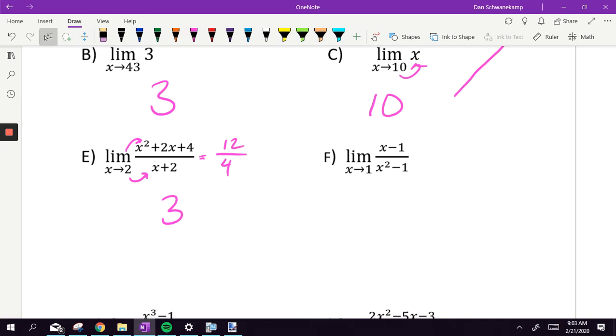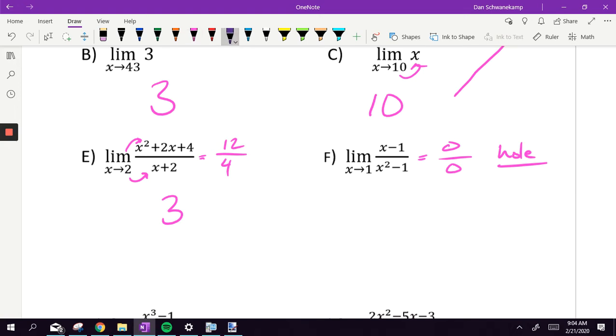Let's look at F. Plug in 1. What did you get when you plug in 1 on top? It's 1 minus 1, so it's 0. What happens when you plug 1 on bottom? You also get 0. You get 0 over 0. So what's that mean? That means this is a hole. This is not 0, and it is not undefined. This is called indeterminate form. We don't know what the answer is. It's not divided by 0, it's not 0 on top, it's 0 on both. We have to do more in order to solve this problem.